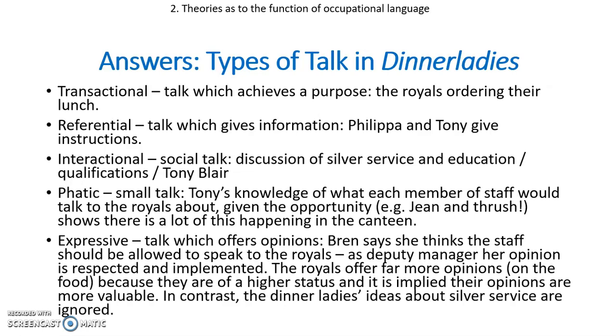Finally, expressive, where you offer opinions. Bren says that she thinks that they should be allowed to speak to the royals. She's not the only one who says that, but because she's deputy manager, she's able to address Tony directly, and it kind of helps, doesn't it? And they get to kind of speak to the royals eventually. The royals, you'll notice, do offer far more opinions than the canteen staff. Yeah, they tell them what they think of the food in the canteen, they tell them what they think of the food on the plane. That's because they're of a higher status, and so there's just this implication that if you're of a higher status, your opinion is more valuable, even though they're not the experts.